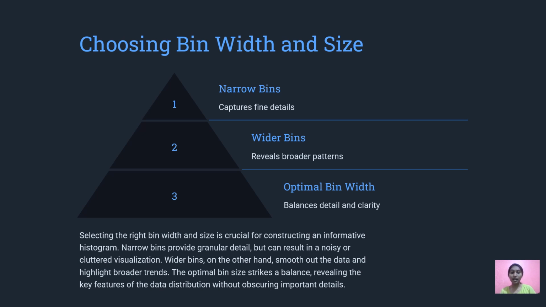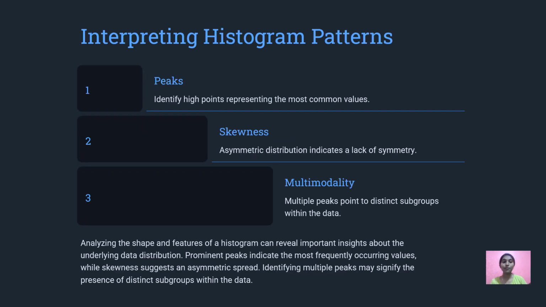Now let's take the narrow bins. Narrow bins provide granular detail, but they have some disadvantages, like resulting in a noisy or cluttered visualization. Wider bins, on the other hand, smooth out the data and highlight the broader trends. The optimal bin size strikes the balance, revealing the key features of the data distribution without obscuring important details. So these are the three bins.